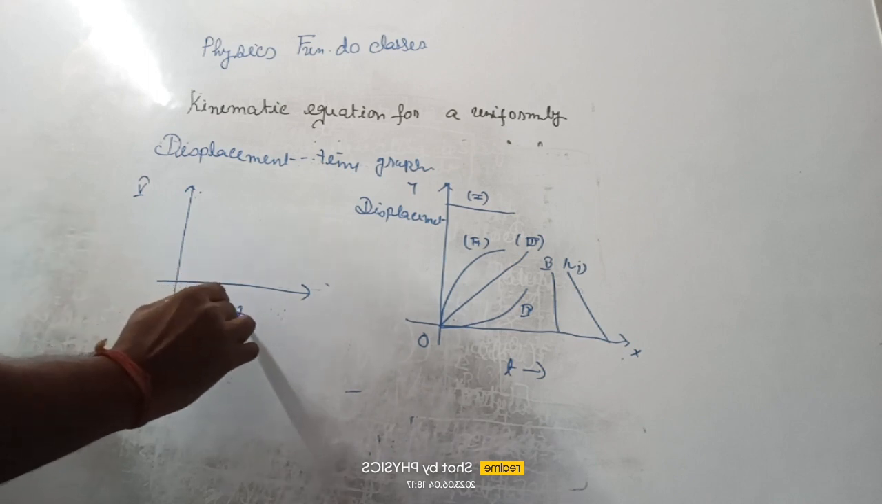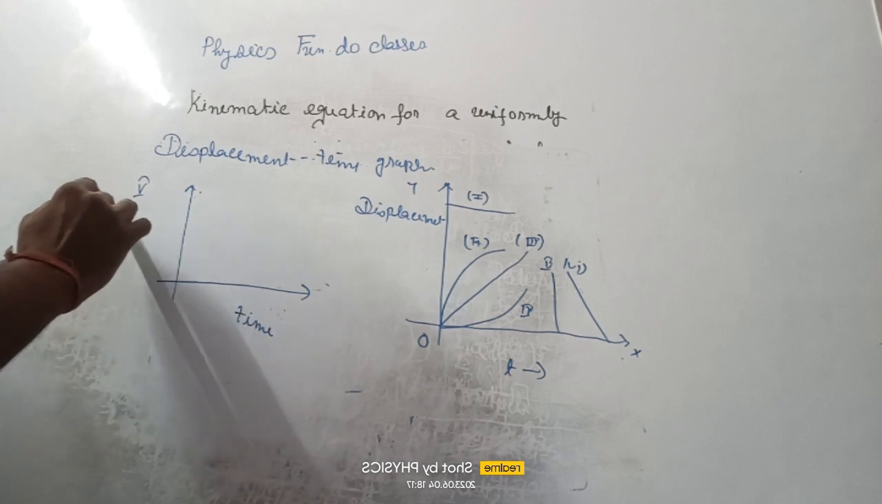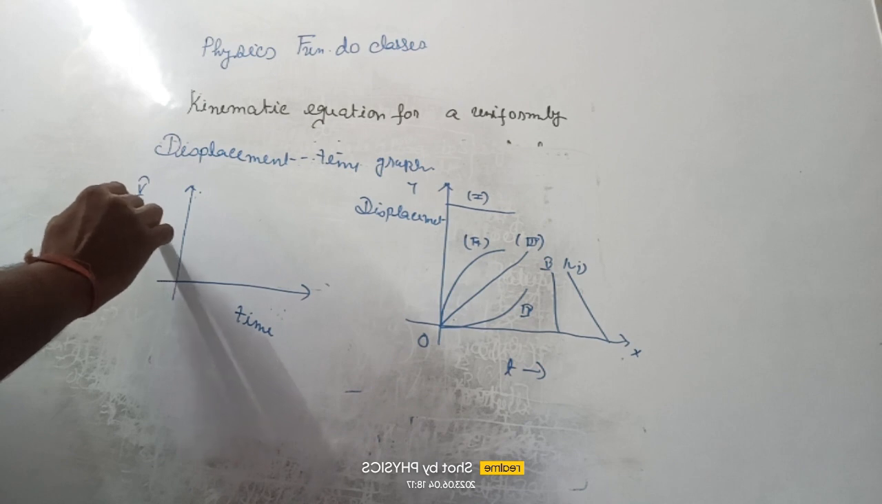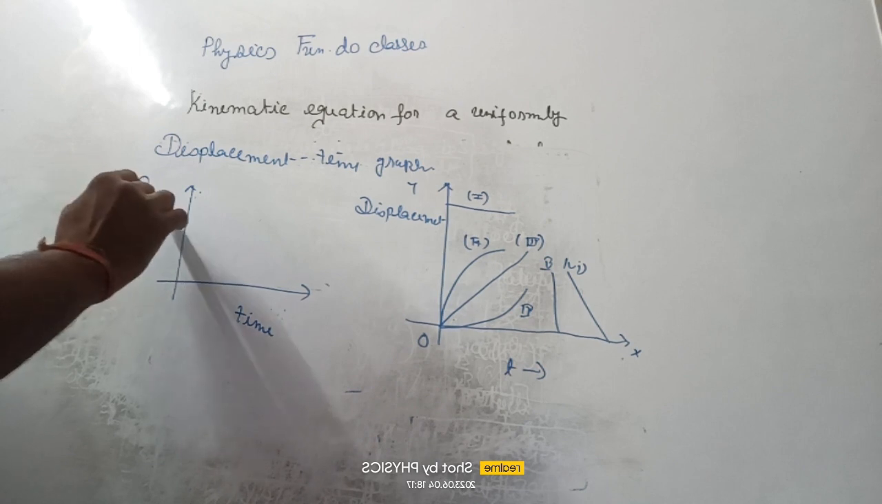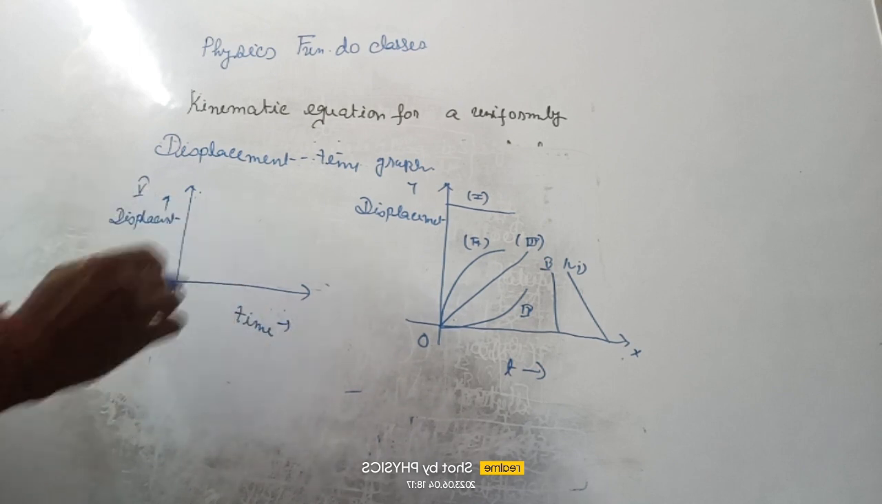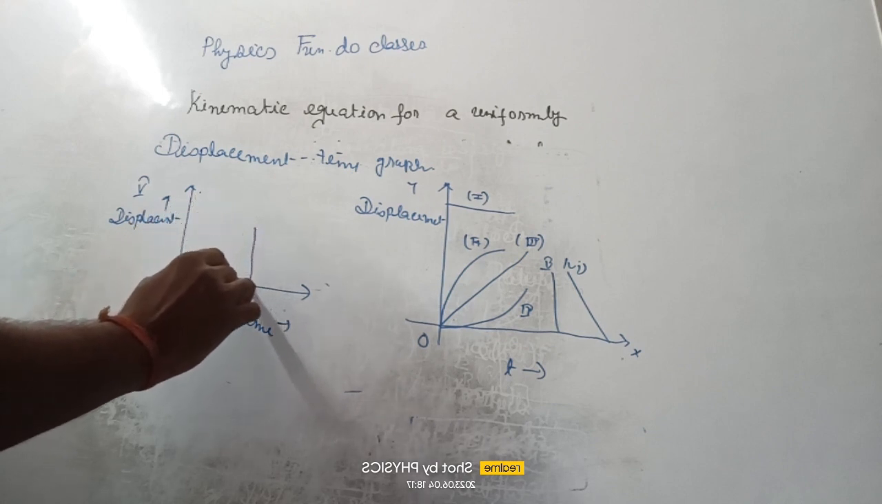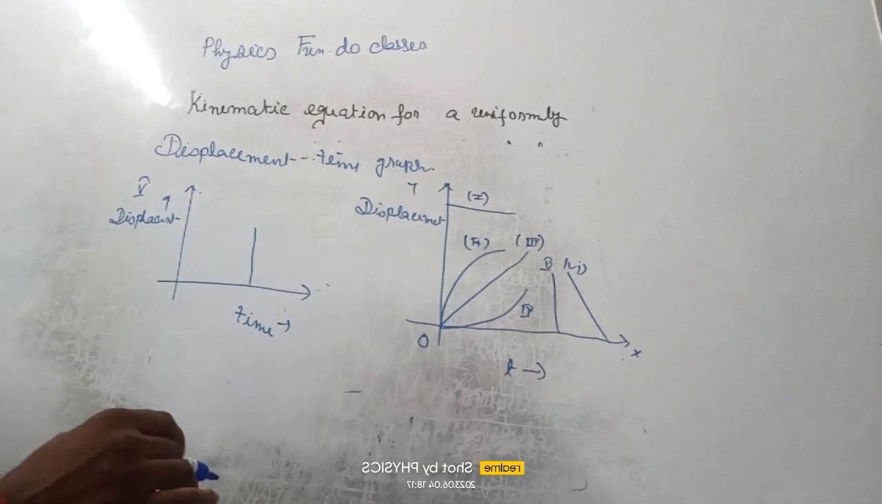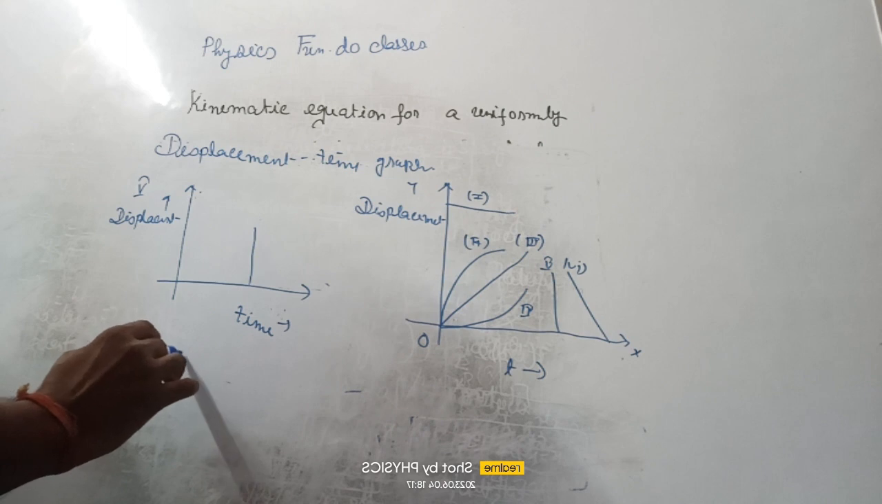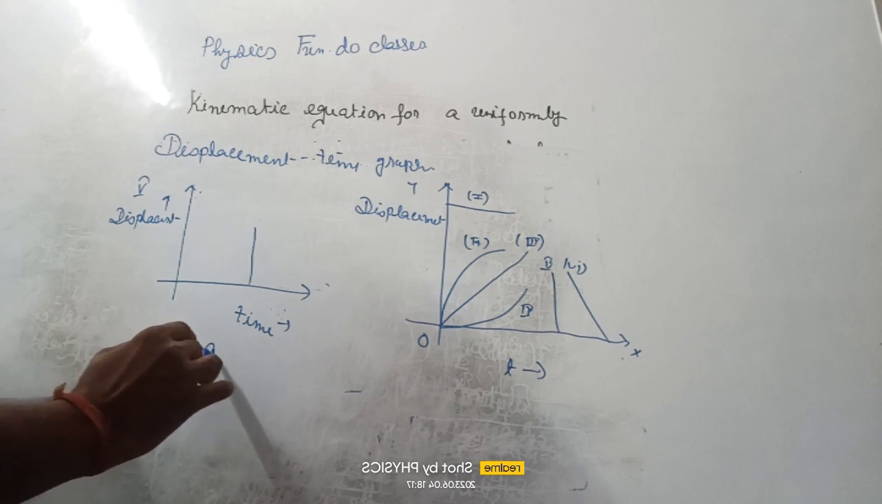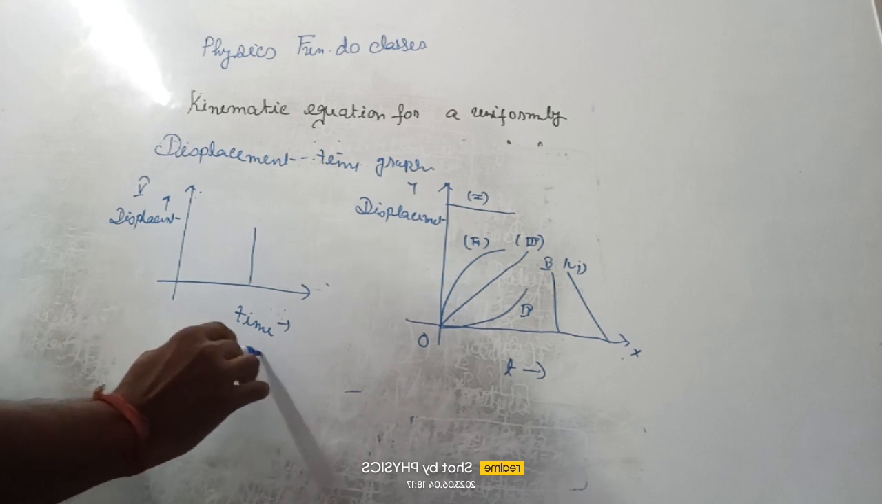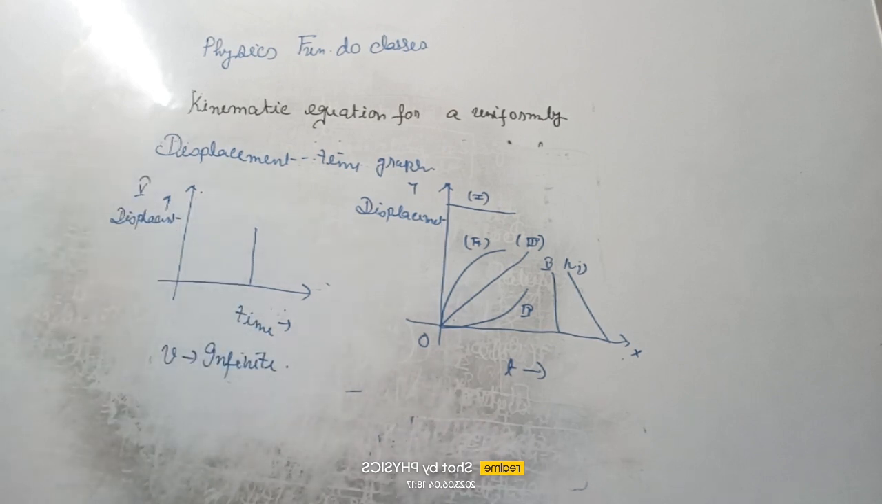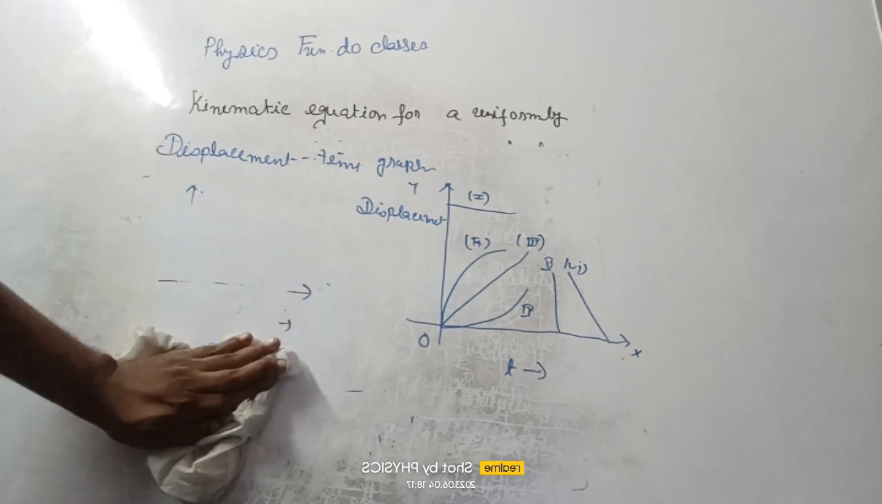This is the time axis and this is displacement. Now it is a straight line perpendicular to the time axis, where we see that the time is 0. If the time is 0, then the velocity will become infinite.